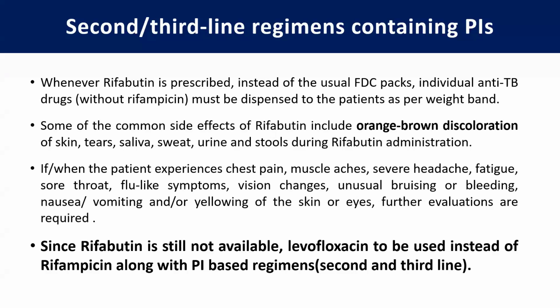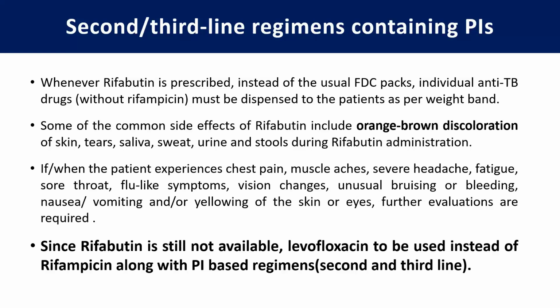So, when we are having TB with PI-based second-line or third-line regimens, because there is enzyme induction by rifampicin, the PI levels are reduced. That's why we switch to rifabutin, because rifabutin does not have this enzyme induction. However, the side effects of rifabutin are similar to rifampicin. So, the patient may have brown or orange urine, and other adverse effects like muscle aches, flu-like syndrome, fatigue, sore throat, etc. Similar to rifampicin. But now the practical problem is that in many centers, rifabutin is still not available.